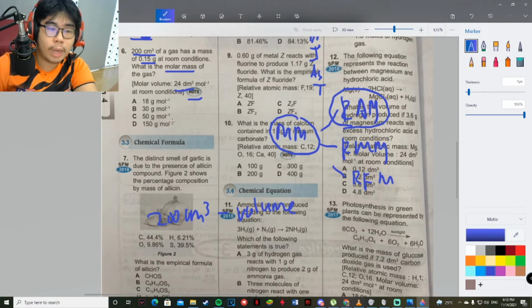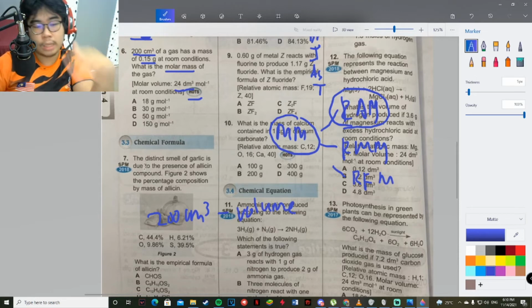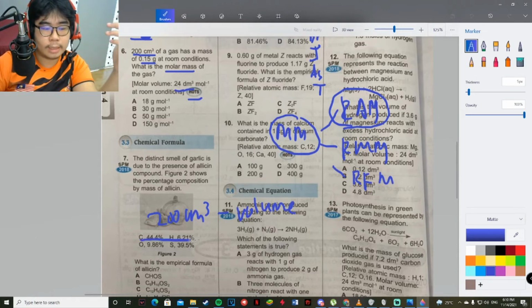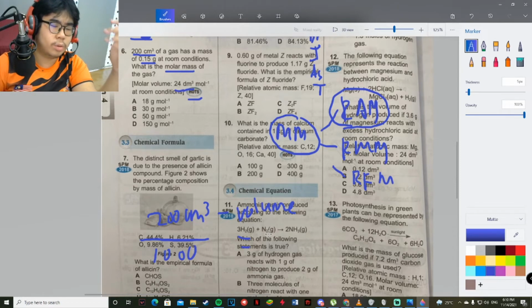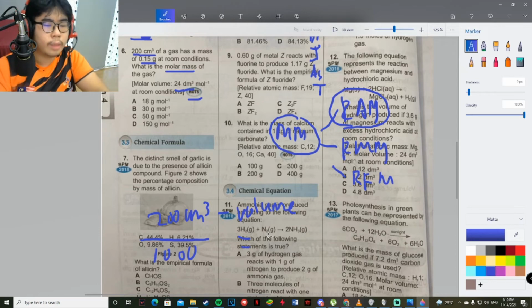Because it is 200 cm³, but the standard unit for volume is not cm³, but rather dm³. That means we need to change it to dm³. cm³ to dm³ is basically divide by 1000. So you will get 0.2 dm³, right? So 0.2 dm³ is basically the volume.